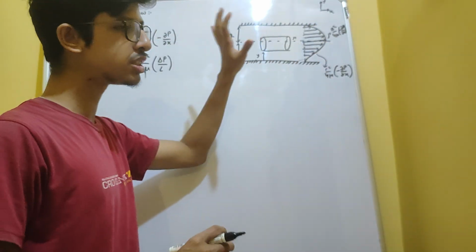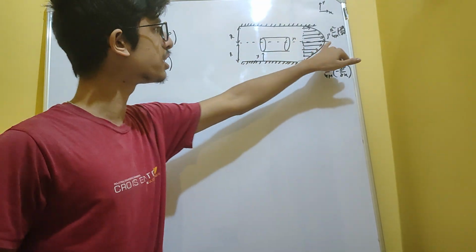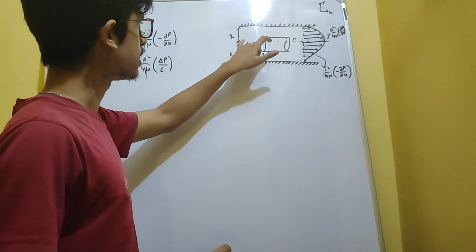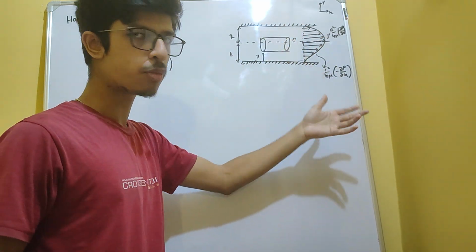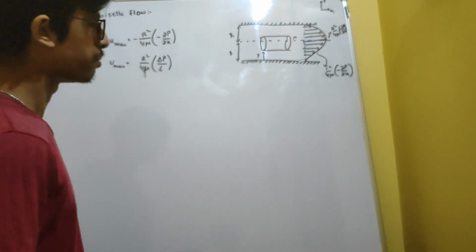P1 minus P2, since the flow is taking place from high pressure to low pressure, so P1 will be greater than P2. So we are taking delta P as P1 minus P2, and the distance between these two pressure points will be L. I am considering delta P by L simply.